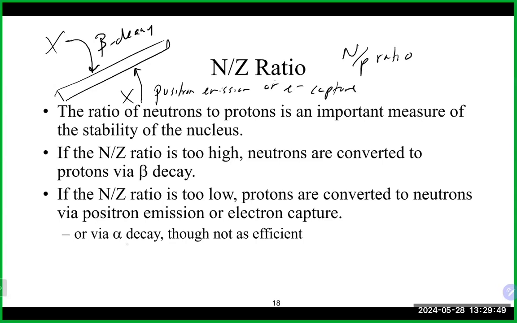We could also do an alpha decay, but that's not very efficient. So for this situation, we will stick to these two. We'll stick to either a positron emission or an electron capture.